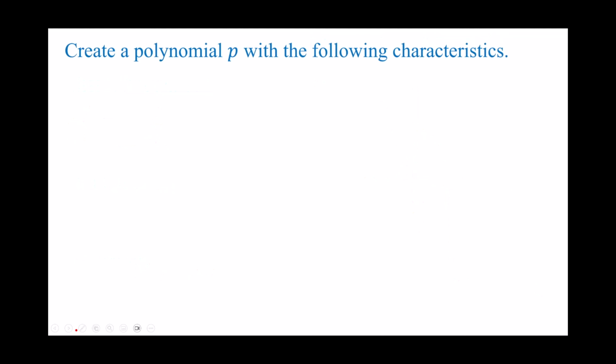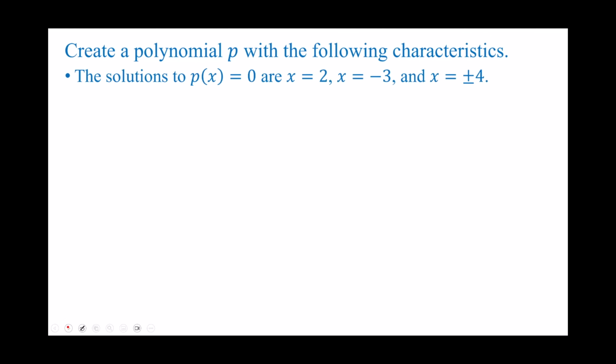Let's create a polynomial with the following characteristics. So we're not going to graph this. We're just going to write what the function would look like. First of all, the solutions to p of x equals 0 are 2, negative 3, 4, and negative 4. So we know so far we have our polynomial.